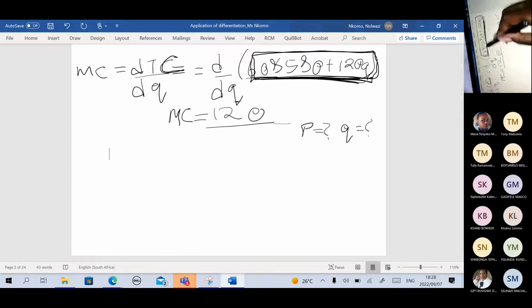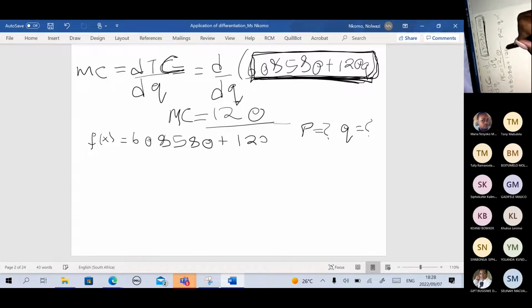Here we have this function, right? Meaning we have f(x) equal to 608580 plus 120x, because now we said it's f(x). But then we can use f(q) and write q here. It's fine.